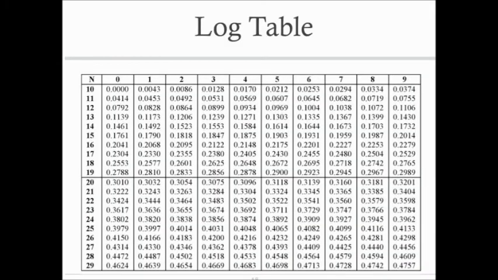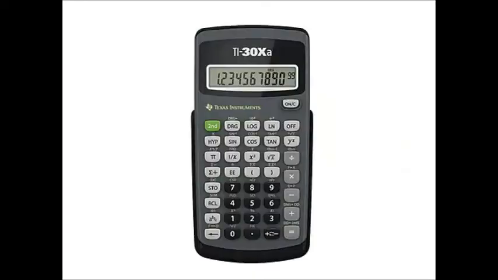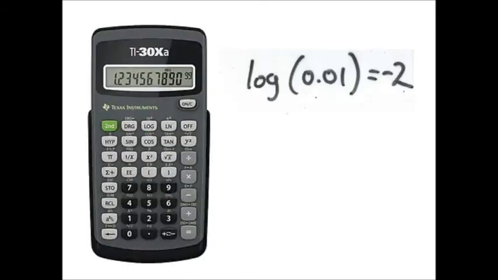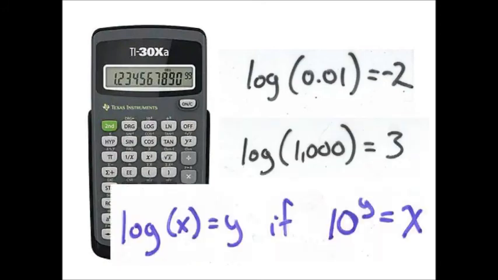First, before we get to the log table and the log book, not that kind of log book, and the slide rule, we'll start with the calculator, which is a really recent invention in the grand scheme of things, and the log button on your calculator. Find the log button, and if you have the time, please convince yourself that the log of 0.01 is equal to -2, and the log of 1,000 is equal to 3. Log x equals y if 10 to the y is equal to x. That's true. 10 to the -2 is equal to 0.01. 10 to the third is 1,000. Notice the log button on your calculator assumes base 10. You can do logarithms in other bases as well.